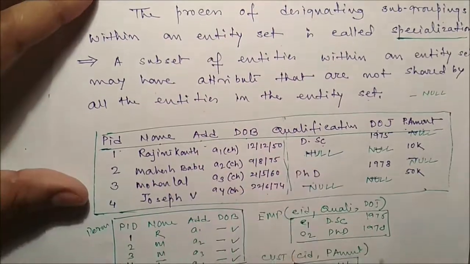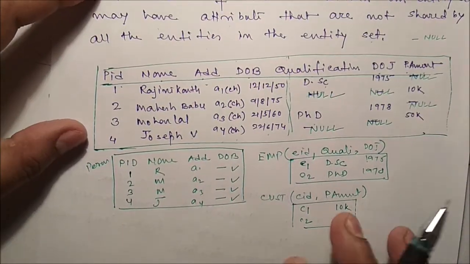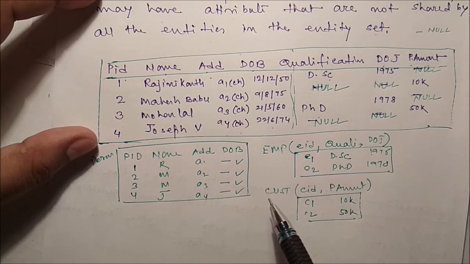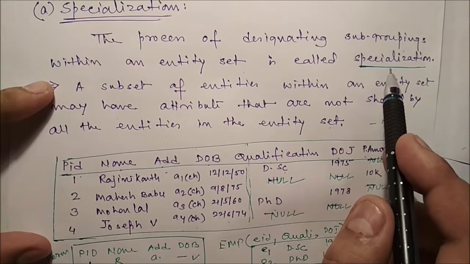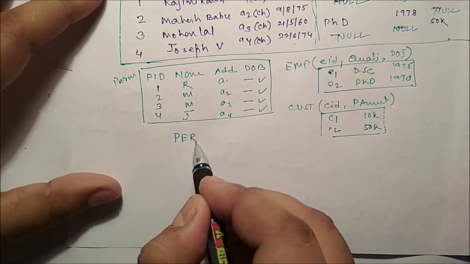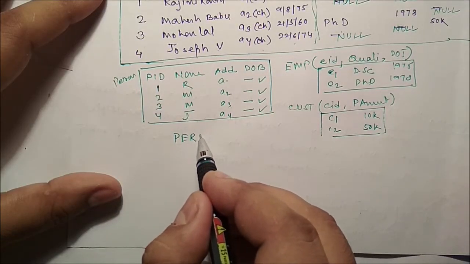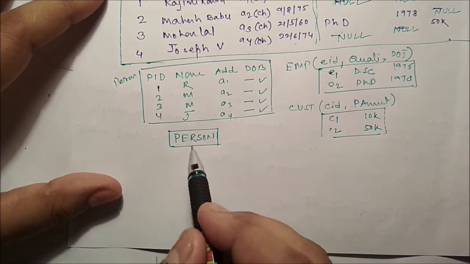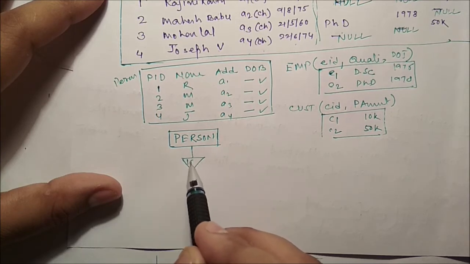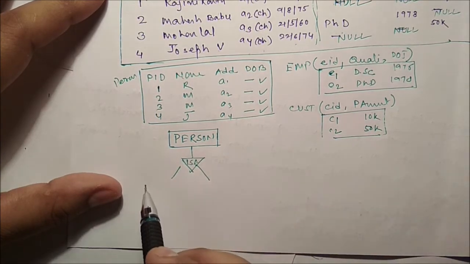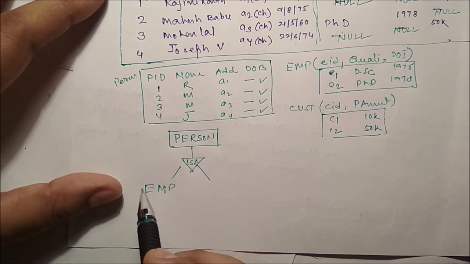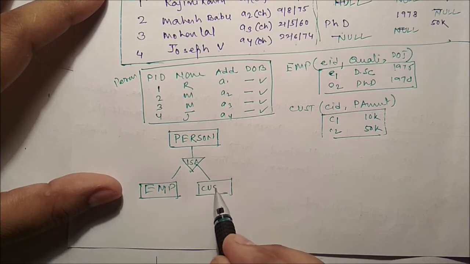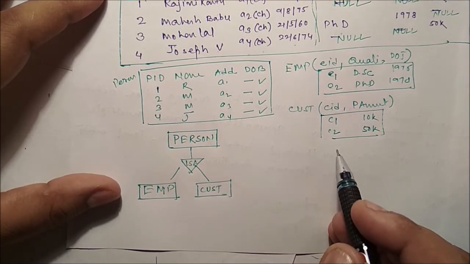So in specialization, we subgroup the entity sets. Person is our main entity, which is common. Now person is an employee, and person is a customer. Are you getting this one?